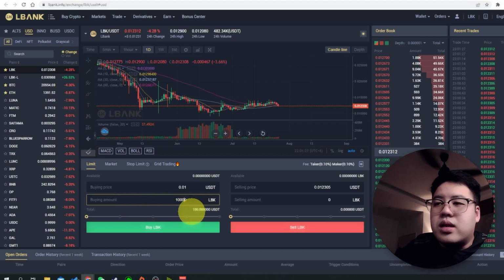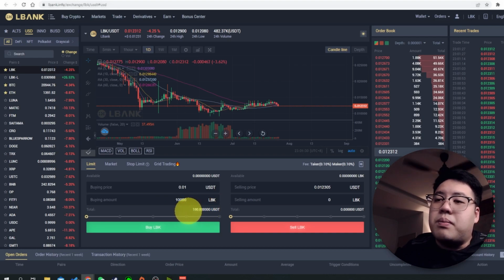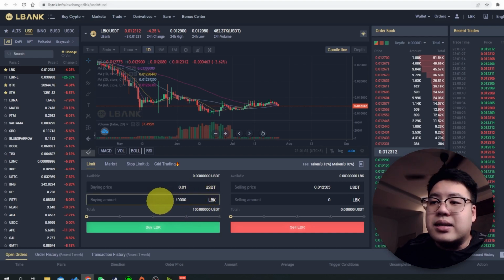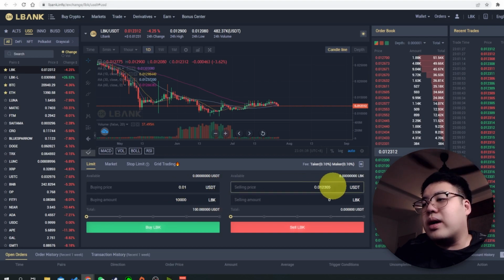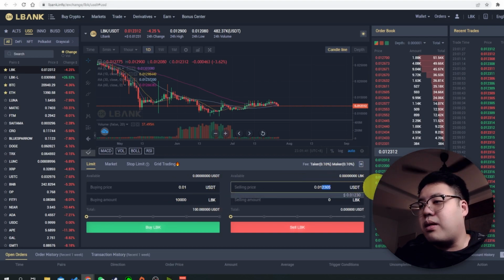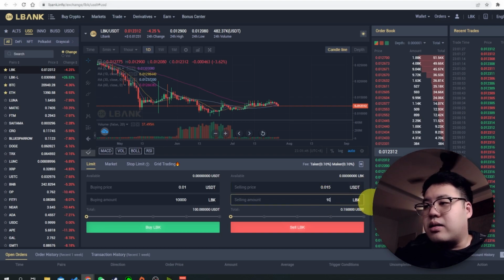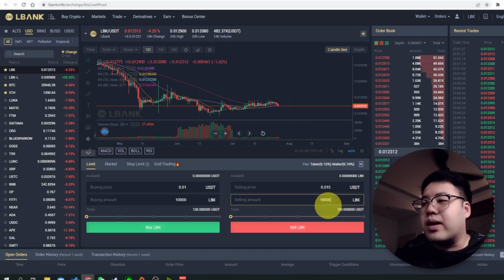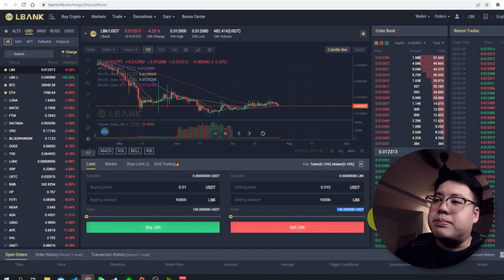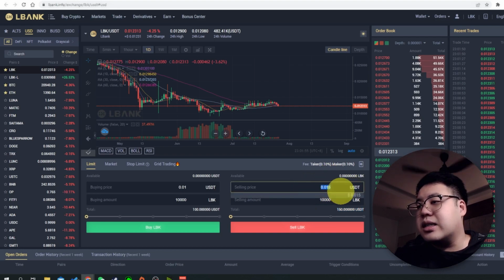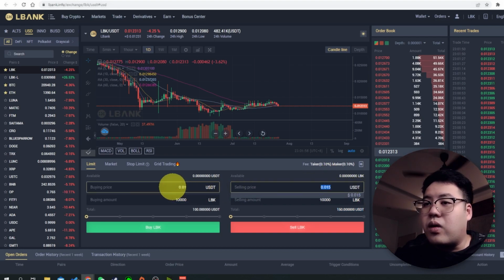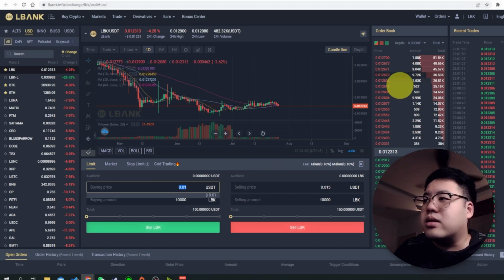So you can see the total amount of USDT I need to pay to buy this 10,000 worth of LBK. Simple as that. If you want to sell, of course, you just go back to here, just put the amount. For example, I want to sell at 0.15, then I just put the same amount of 10,000, then I will get back $150. Simple as that. Of course, this is if the price touches this area or this area. Okay, so simple as that.